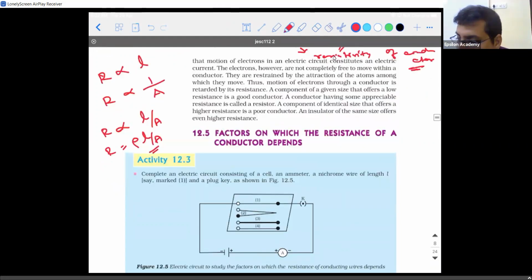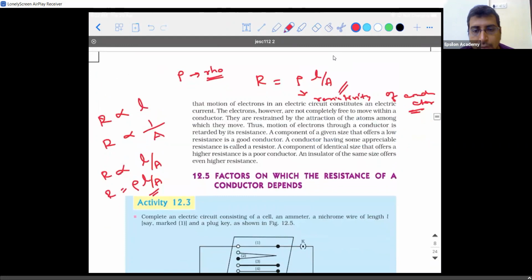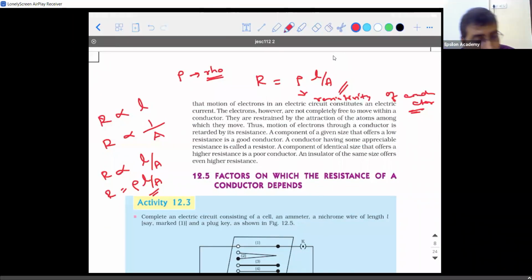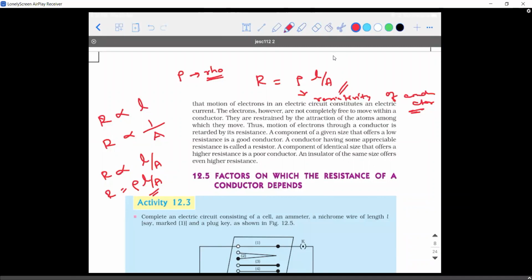Did you guys make a note of it? So here, there should not be any confusion, okay? Resistance. So 1 minute, sir. Yeah, please make it. Noting down, sir. Yeah, please write.